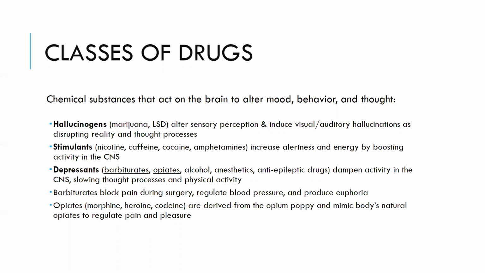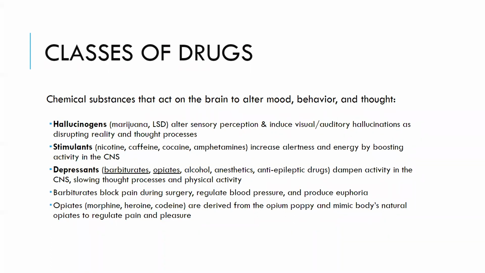In general, different substances can be categorized according to what it is that they do, and we'll sometimes use the term class or class of drug to describe these different categories. So different drugs fitting into the same category are in that category because they act on mood, behavior, and thought in the same way. So hallucinogens like marijuana, LSD, Molly, all alter sensory perception and induce visual or auditory hallucinations, and in doing so disrupt reality and thought processes. Stimulants like tobacco, caffeine, cocaine, amphetamines all increase alertness and energy by boosting activity in the central nervous system, or as you guys saw earlier in the instance of caffeine, by blocking chemicals that contribute to decreased alertness.